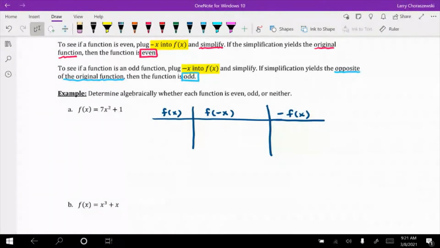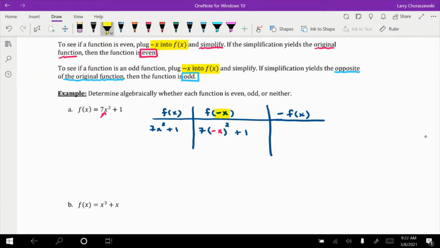Now, in this first column, the column for f of x, let's just jot down the original version of the function, so 7x squared plus 1. All right, and that's really all we're going to do in that column. In the second column, if you look at the notation, it looks like we need to plug negative x into our function. And so we're going to do just that. Where it says x in this expression 7x squared plus 1, we're going to replace that x with negative x. So 7 times negative x squared plus 1.